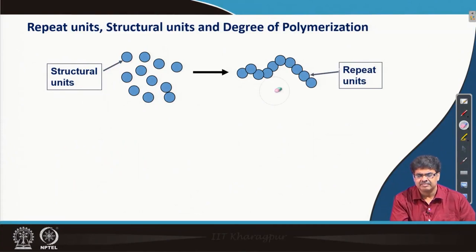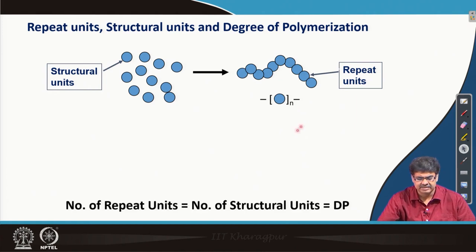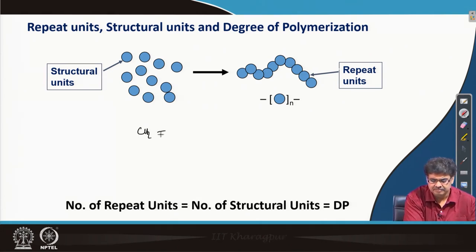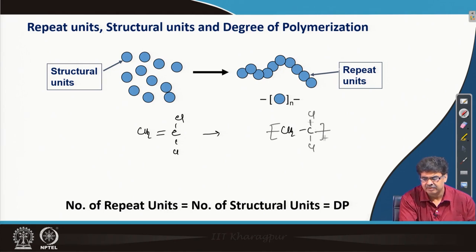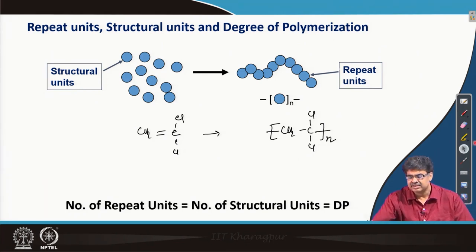So, if I take a polymer which is synthesized from a single monomer, then we just write this, and the chemical structure would be given by this structure. In this case, if I write a simple structure of, say, CH2CHCl, that is my monomer, and I get a polymer. So, in this case n is the degree of polymerization, the number of structural units, as well as the number of repeat units. So, when I synthesize a polymer from a single monomer, the number of repeat units equals the number of structural units equals the degree of polymerization. So, in this case that equals n.